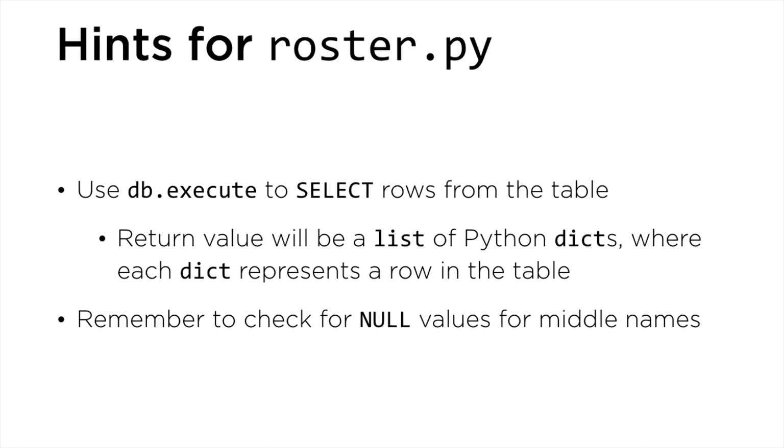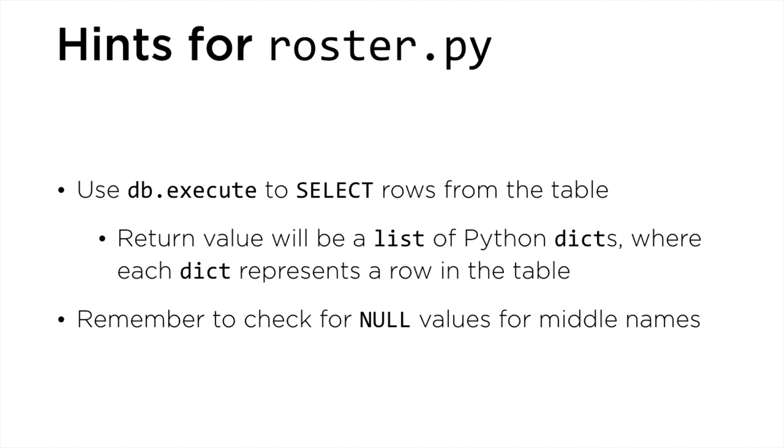Again, you can use db.execute to execute a SQL query on a particular database. And in particular, you can use the select query in order to select particular rows from the table. Of course, you'll likely want to filter that table to make sure that you're only selecting rows that correspond to the house in question. The return value of db.execute when you select rows from the table is going to be a list of all of the rows, where each individual element in that list represents one of the rows that came back from that SQL query. Each row will be represented as a Python dictionary, where the keys are the names of the columns in that table, and the values are the values for each row for those particular columns.